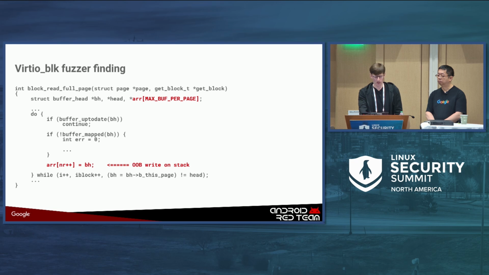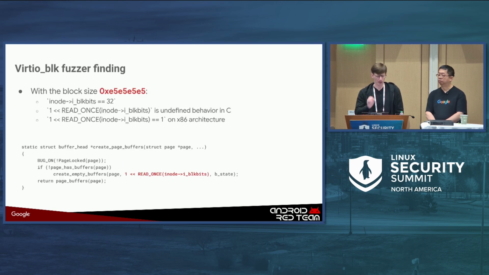While root causing this issue, it was actually interesting. Here's what we found. The fuzzer generated a block size of this value. Obviously, this is not possible, because the block size should be 512 bytes or higher; probably there is no block supported less than 512 bytes. However, there are no verification checks on the block size. When this block size was generated by the fuzzer, this resulted in the iBlock bits field being set to 32. And then we are shifting one, which is an integer, by 32 bits left.